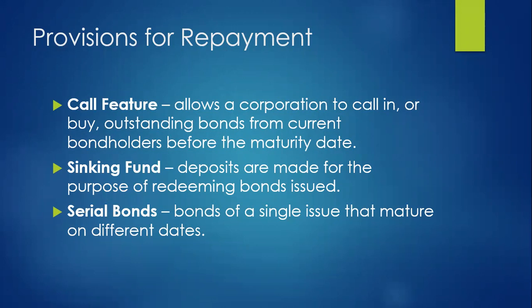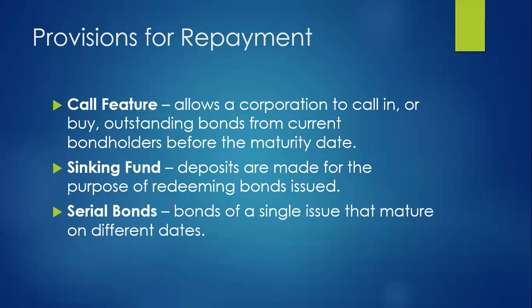A sinking fund is something that the corporation would have where they make deposits to put that money aside so whenever the bond is at the maturity date, they can buy it back. So a sinking fund is money they're putting aside so in the future they can buy those bonds back.